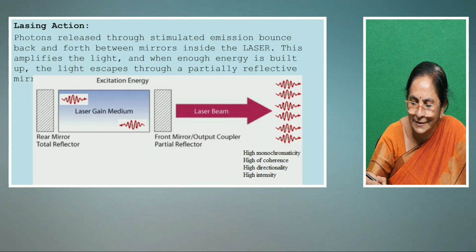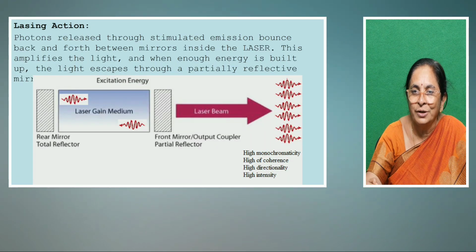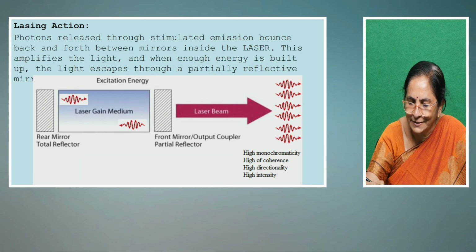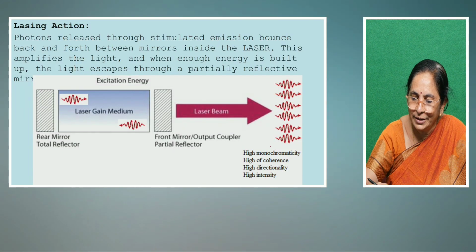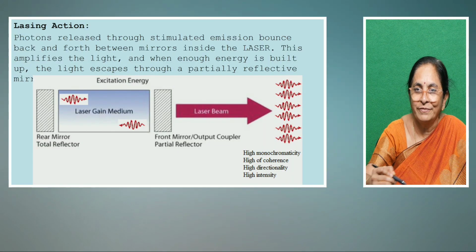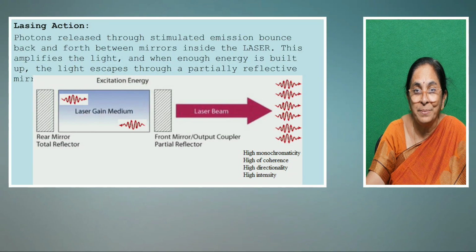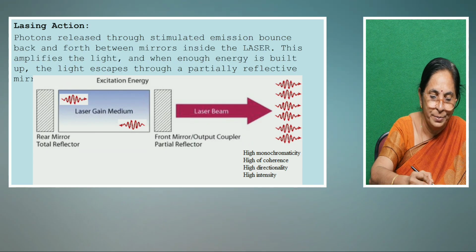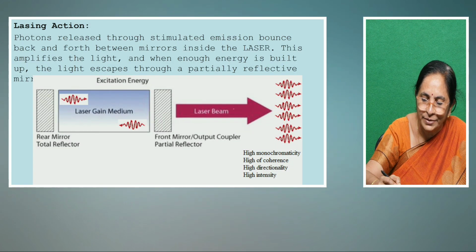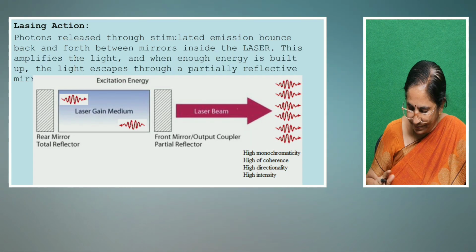Why do we call it a laser beam? They are all coherent in nature: monochromatic, single color, single wavelength, high coherence, all traveling in the same direction, and of high intensity. So we have got a laser beam from this laser. This is what we call lasing action. The emitted photons from stimulated emission undergo multiple reflections in the optical resonator cavity, and when their energy is high enough, they come out of this mirror as a laser beam.